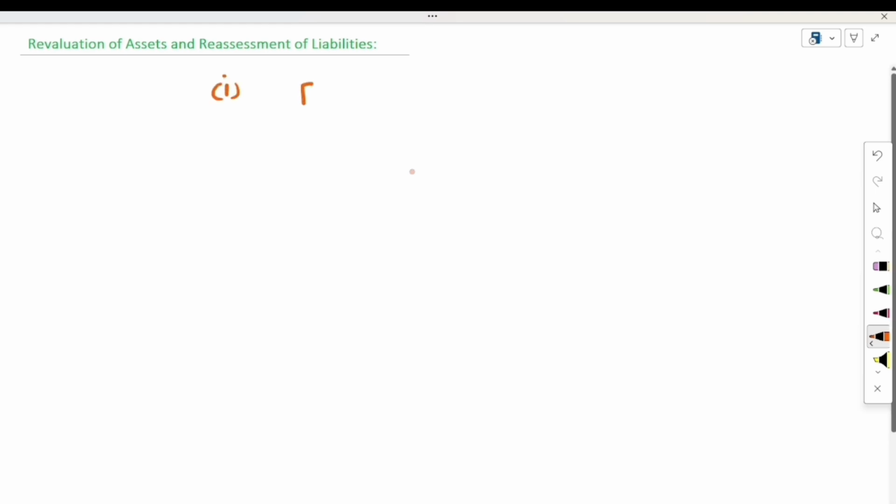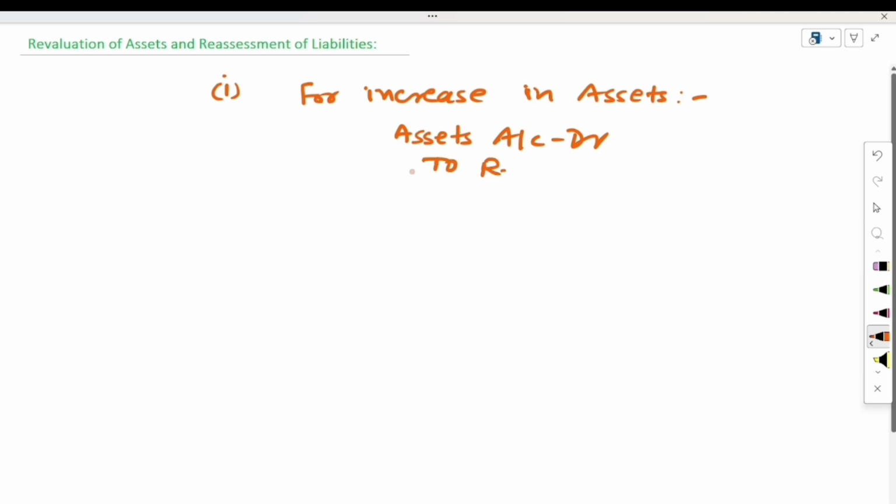Suppose there is an increase in assets. If your asset value increases at the time of reconstitution of the firm, then what would happen here? We will make an entry: assets account debit to revaluation account. This entry we will pass. You can also write a narration here: being asset value increased.